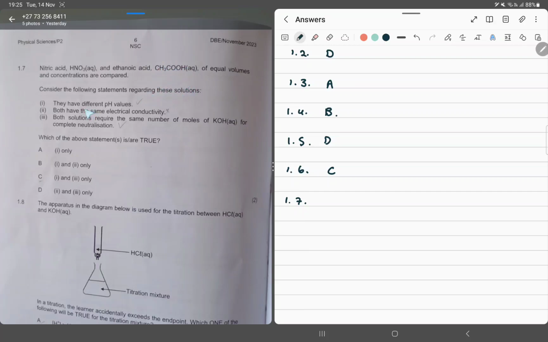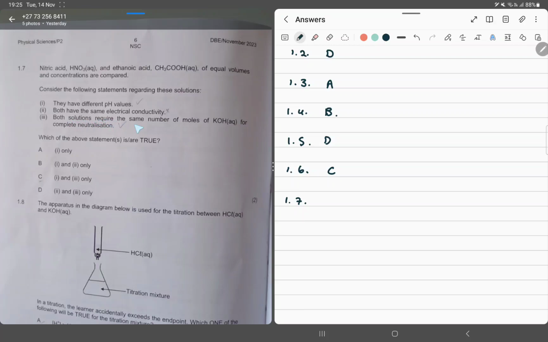Now, that is true. Because of the lesser concentration of the hydrogen ions compared to the nitric acid, they will have different pH values. Although both pHs are less than 7, for nitric acid it's going to be much less than the pH of acetic acid. Both have the same electrical conductivity? Because of differing amounts of ions that they produce when they dissociate in a solution, they will have different conductivities, so they don't have the same conductivity.